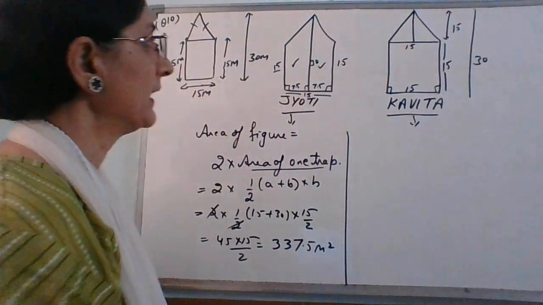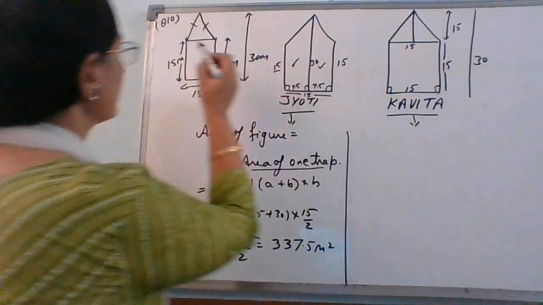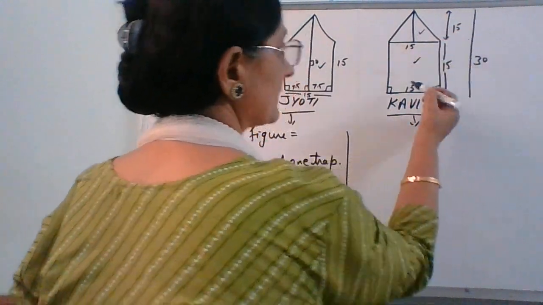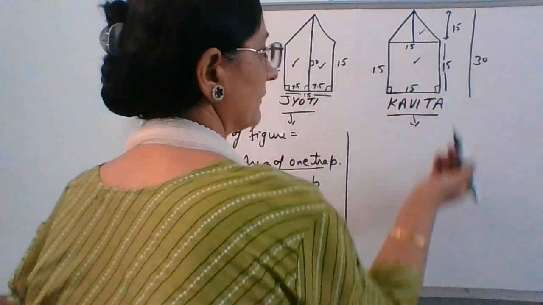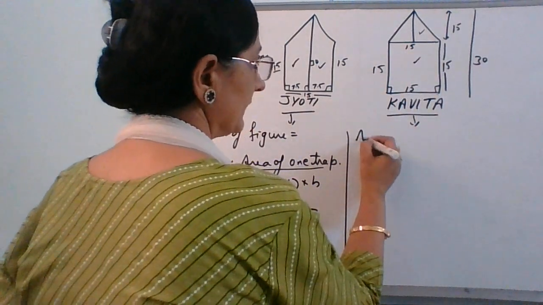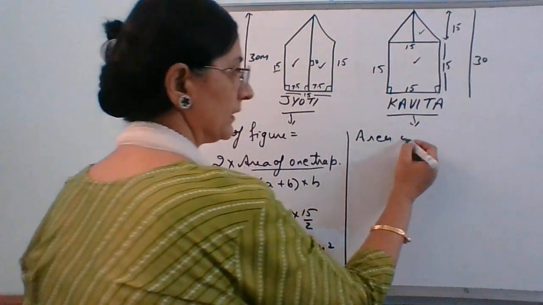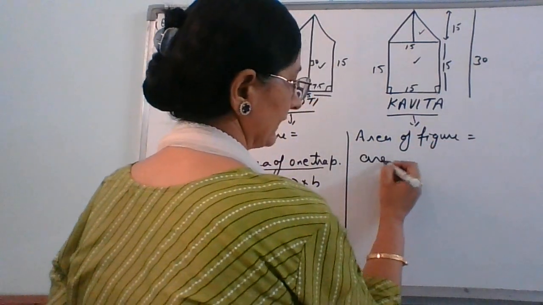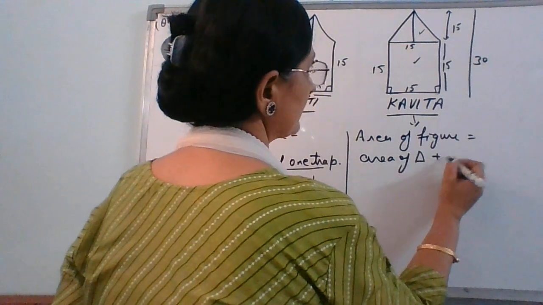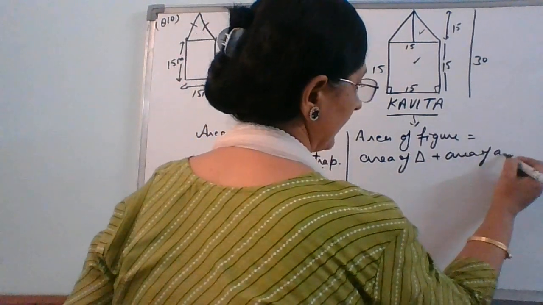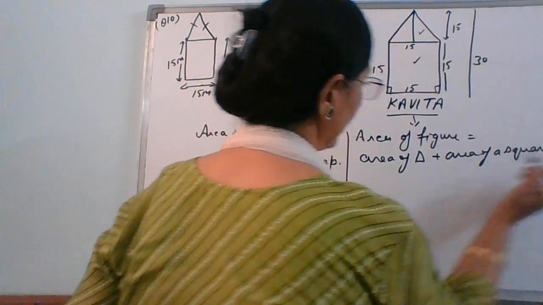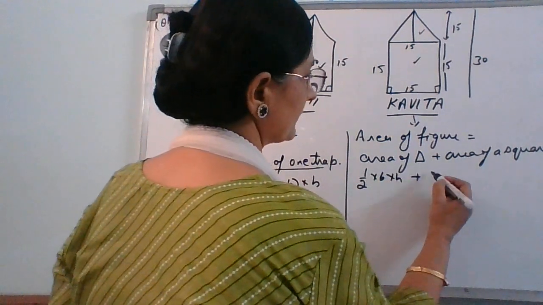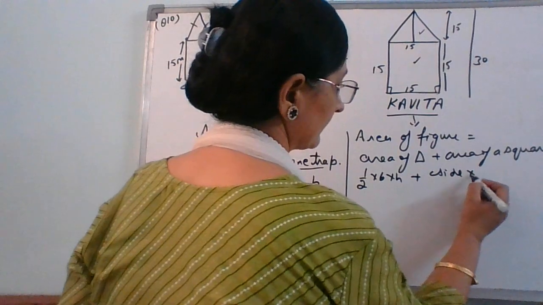So now here, how Kavita solved it? She joined this line, right? She solved it separately, triangle plus square. It is a square because the sides are same, 15, 15. Now here, so area of figure, according to Kavita, the area of figure will be equals to area of triangle plus area of a square. Right? Area of a triangle is half base into height plus area of a square is side into side.